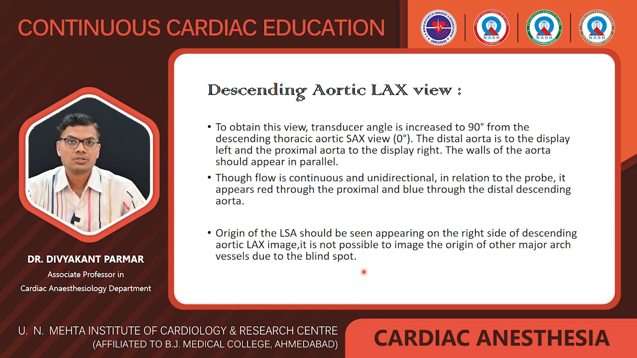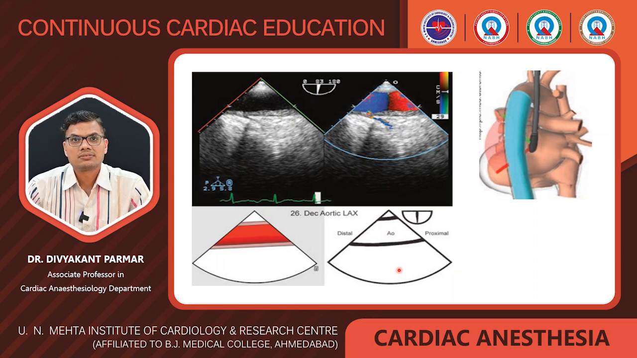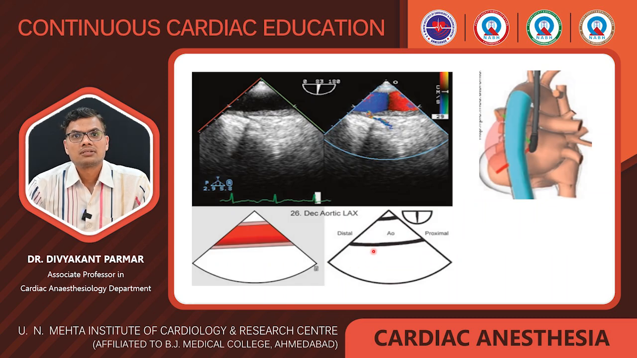Descending aortic long axis view. So to obtain this view, we have to increase the transducer angle up to 90 degrees from the descending thoracic aortic short axis view. So this will show the proximal aorta on the right side of the display, while the distal aorta on the left side of the display. So this view is also useful, same as talked previously. The origin of the left subclavian artery is seen on the right side of this image. Here we can see this left subclavian artery.